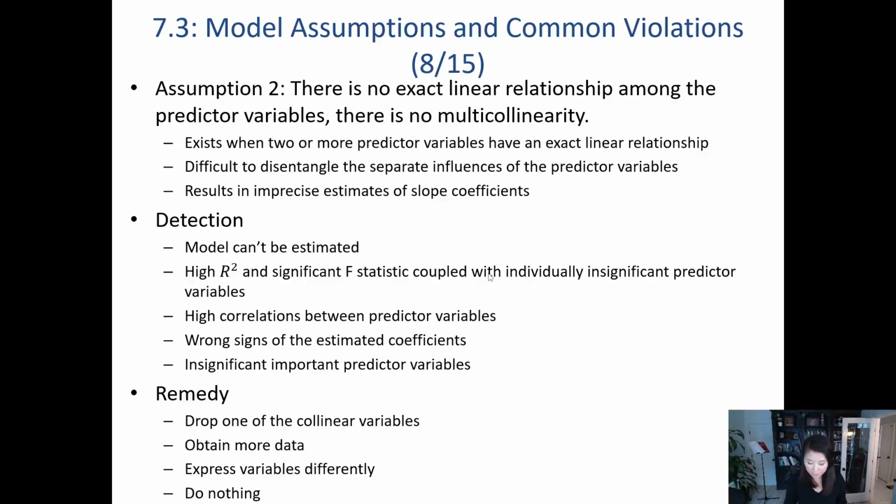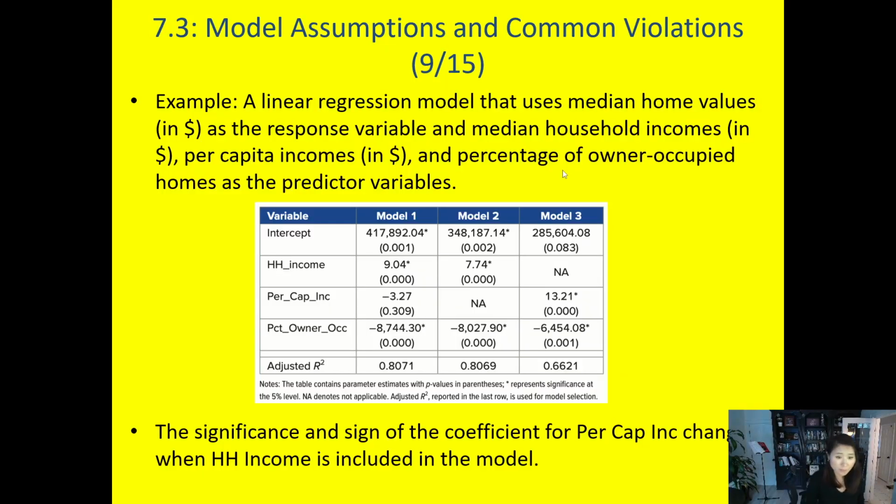Okay, now let's look at an example together for assumption 2. A linear regression model uses median home value as the response variable, and median household income, per capita income, and percent of owner occupied homes as predictor variables. Basically we try to understand what will impact median home values. Before we look at the result, you know that median home value should be positively related to median household income, per capita income, and the percent of owner occupied homes, right? So they should all have a positive sign.